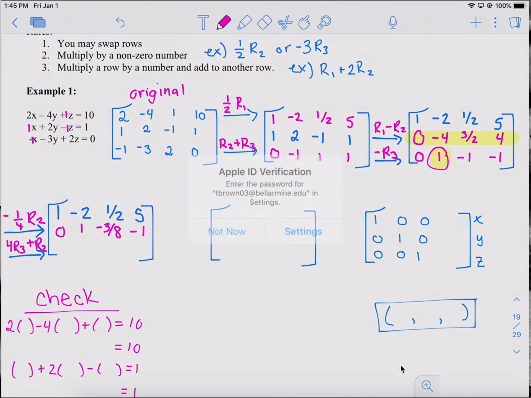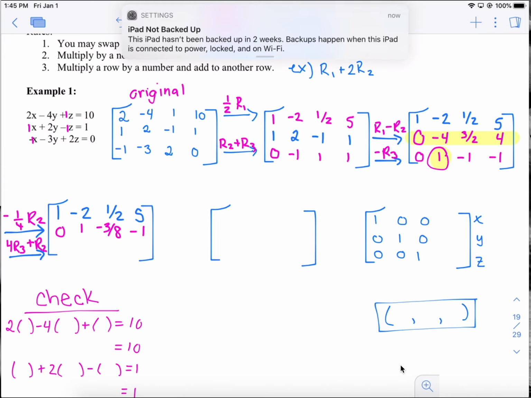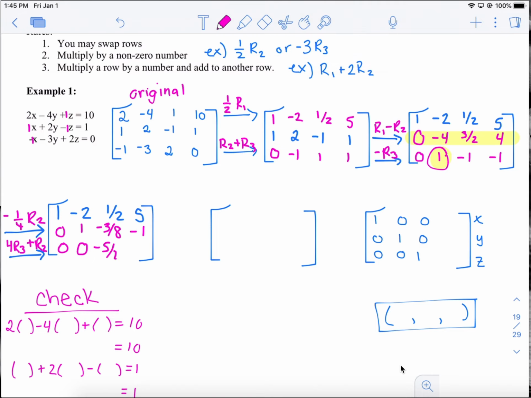All right, so let's go through if that's what I did. I would end up with a 0, another 0, a -5/2 because I'm using fractions there. And then you'll notice that the numbers at the end are the same as the ones that I have in column 2.